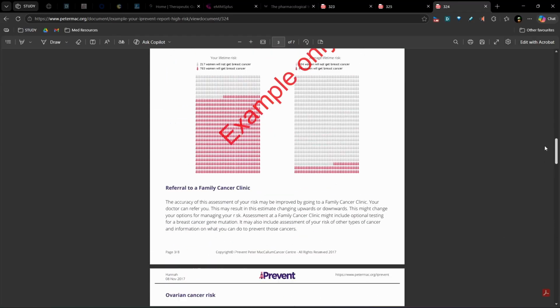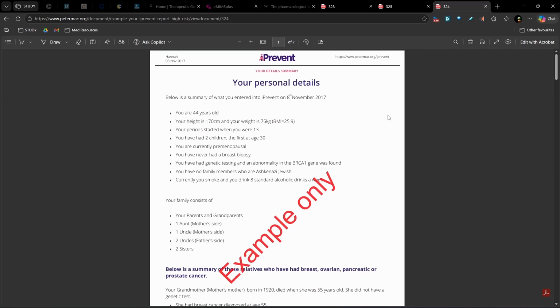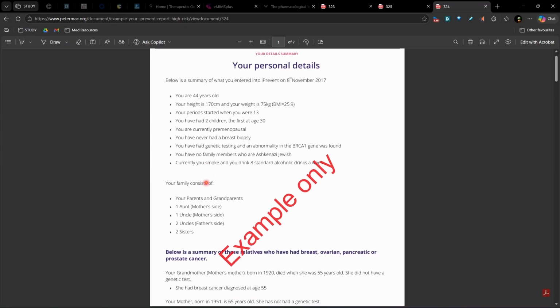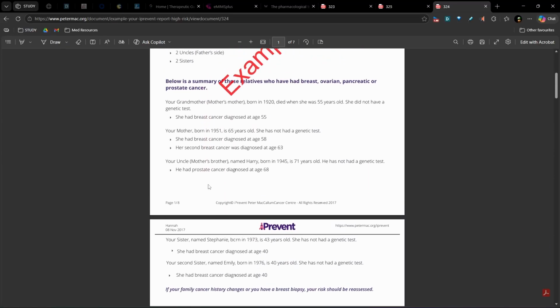This one here is a report for a patient that is at high risk based on their family history. So this is the patient's details. She's 44, so-and-so, and based on her family history, she has a significant family history of breast cancer. So she has breast cancer in her maternal grandmother, above 50. Her mom has breast cancer at 58 and a second breast cancer at age 63. So she has bilateral breast cancers. She also has a maternal uncle, so an uncle on the mom's side with prostate cancer. That's not as relevant. She has 2 sisters who both have breast cancer at 40.